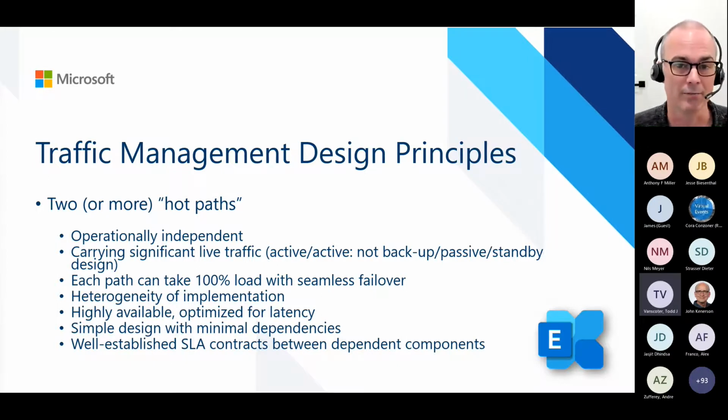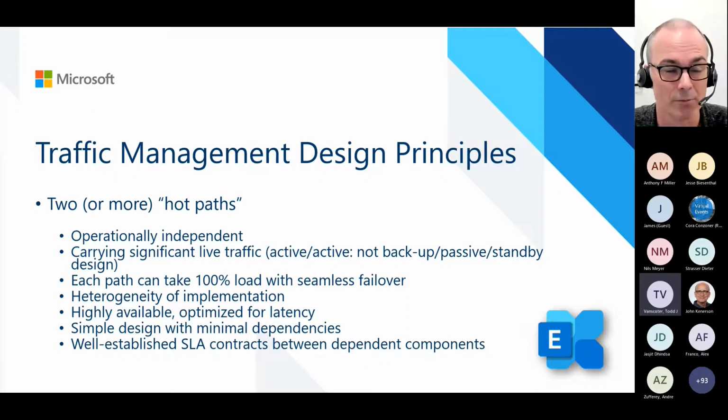Same thing applies in traffic management. We always want to have two or more paths that are active that we can rely on. So we want them to be as independent as possible. And that comes in a number of flavors. It could mean that they're running different types of infrastructure. They have different implementations. They sit on different platforms.